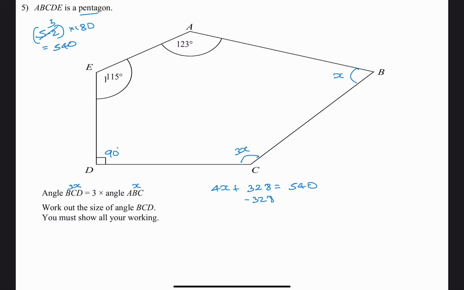Subtract 328, subtract 328. That cancels. 4x is 212. X is divided by 4, 53. X is 53, so that's 53 degrees. 3x, so that's 3 times 53, 159. They want BCD. BCD is this one, 3x, which is 159 degrees. That's your answer.